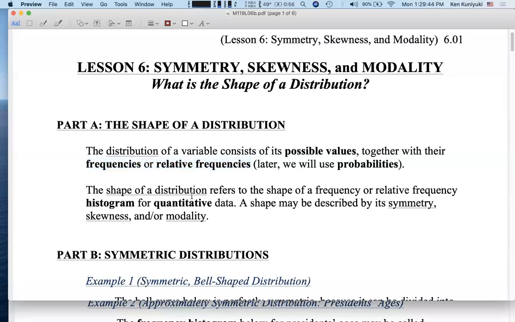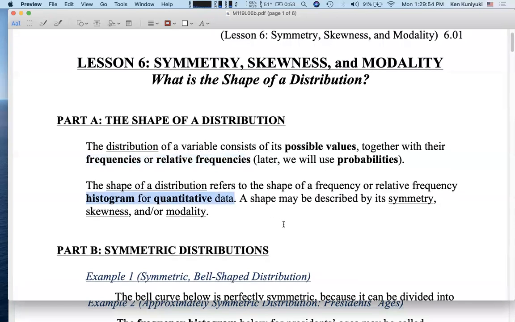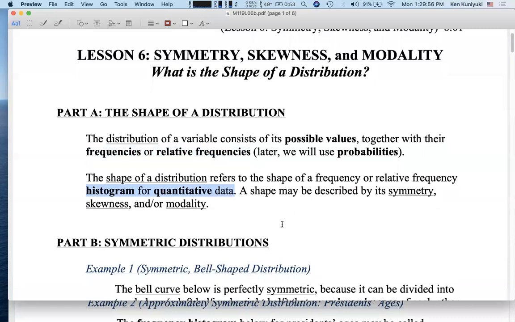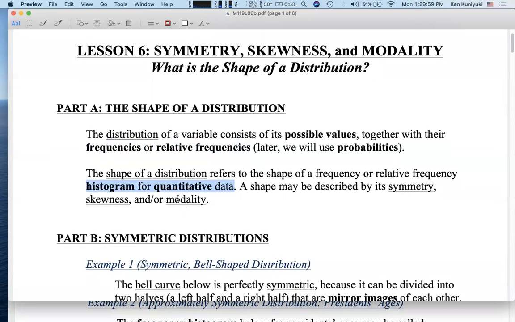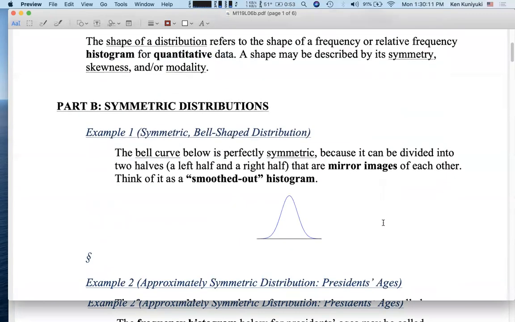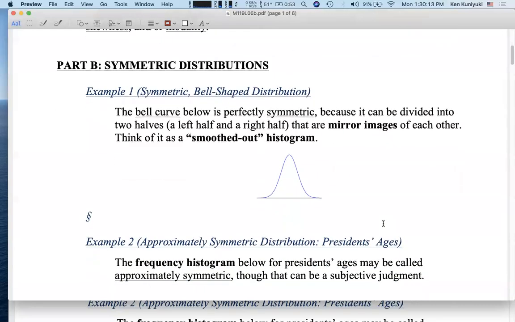The shape of a distribution refers to the shape of a frequency or relative frequency histogram for quantitative data. All right, so we're focusing on histograms for quantitative data. And again, the shape for a histogram or distribution may be described by its symmetry, skewness, and/or modality. We'll talk about these issues. All right, what do we mean by symmetry? What do we mean by a symmetric distribution?